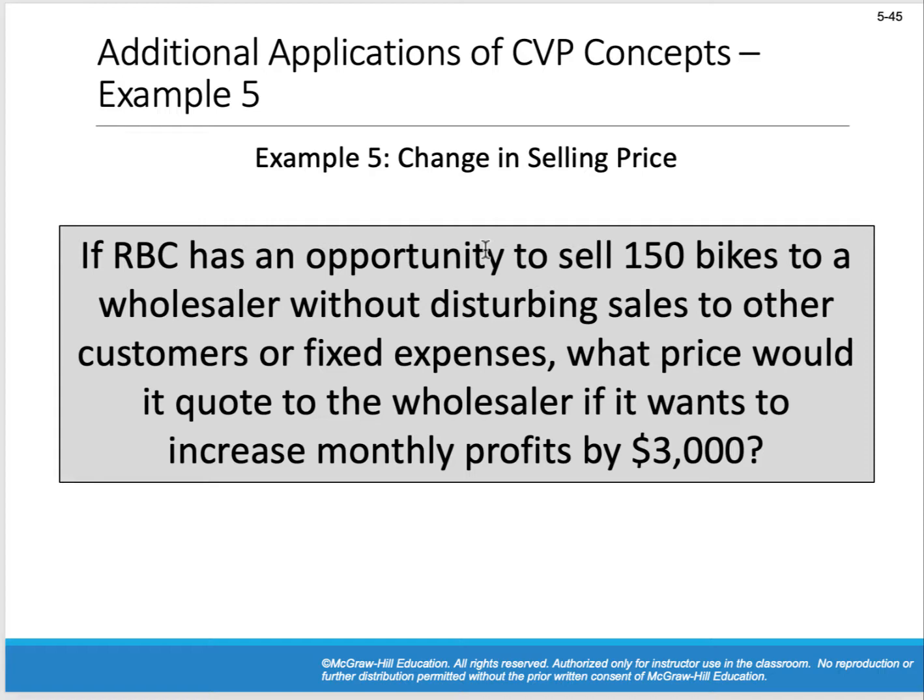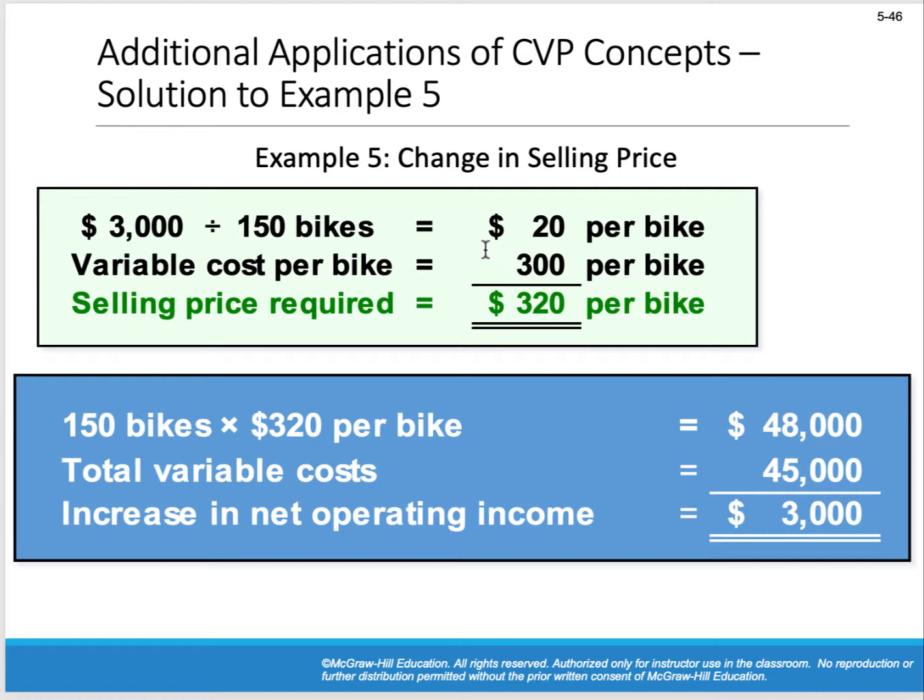Okay? So what we're saying is we can sell 150 bikes to a wholesaler. In this example, it's Target. All right? We're not going to disturb sales to other customers. We're not even going to incur any more fixed expenses. What price should we quote to the wholesaler if we want to increase our monthly profits by $3,000? Okay? How do we do that? Well, very, very simple. We need to look at, again, the change. Okay? We need to look at some incremental analysis here.